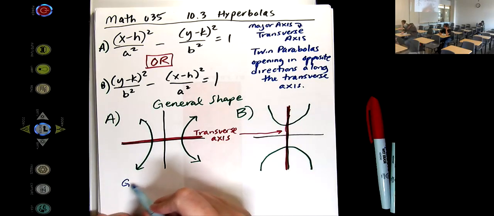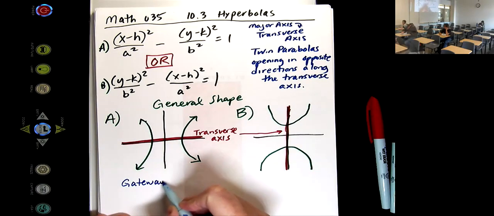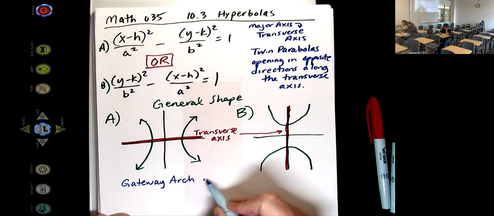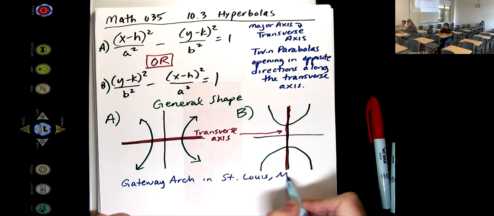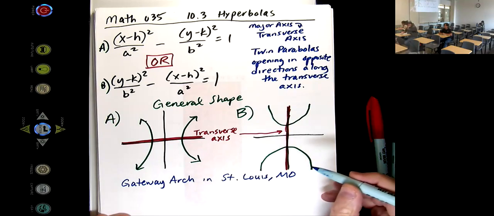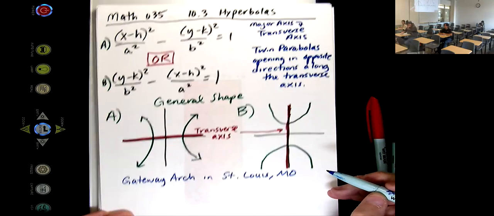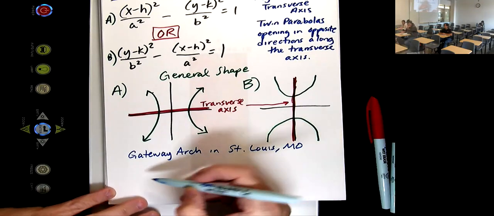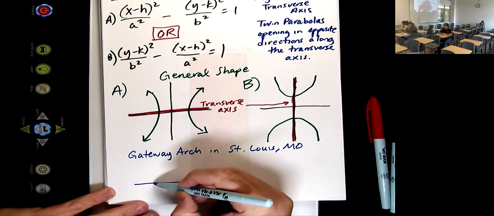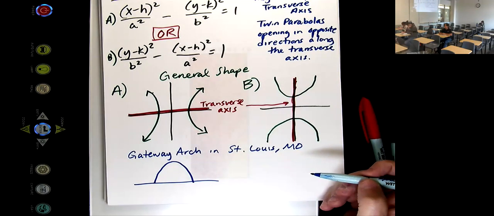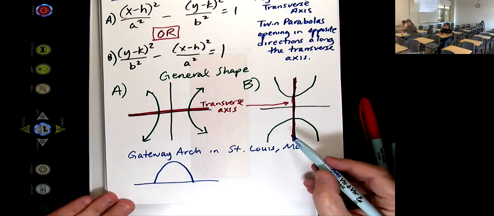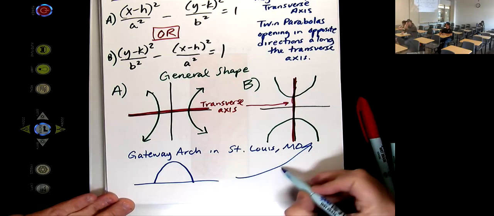The Gateway Arch in St. Louis, Missouri. You guys all know what I'm talking about. You've seen pictures of it before. I can load the computer up and show you, but it's a giant structure that looks like this. It's enormous, like 30 stories tall or something like that. I don't know how tall the Gateway Arch is, but it's the bottom half of a hyperbola.